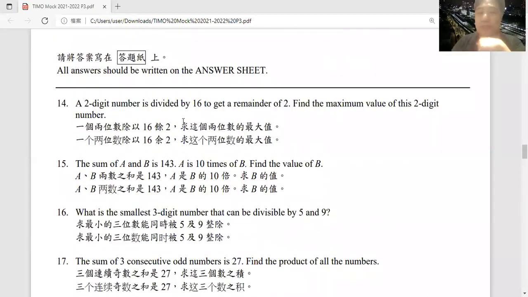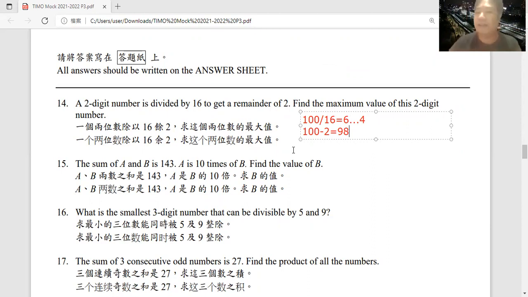I take a 2-digit number divided by 16 to get a remainder of 2. Find the maximum value of this 2-digit number. The trick is to use the smallest 3-digit number, which is 100, divided by 16. You will find that it is 6 remainder 4. So you just need to subtract 2 from 100, which is 98. Finish. Just that simple.